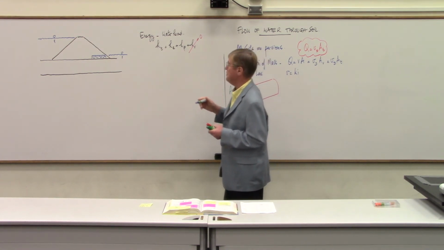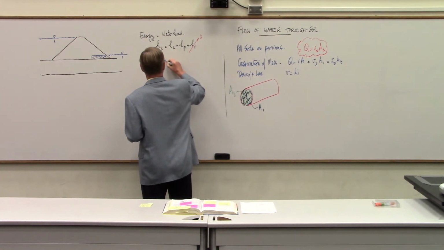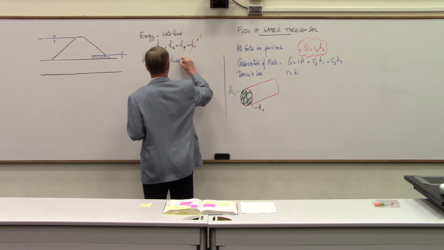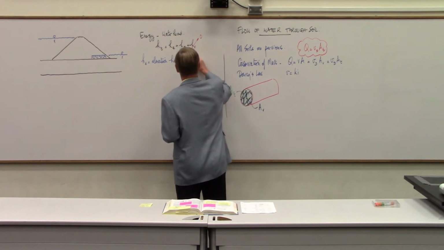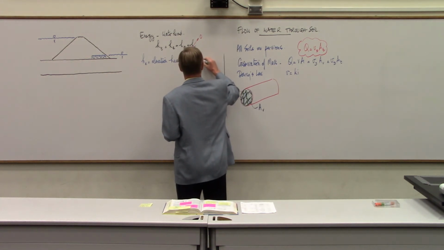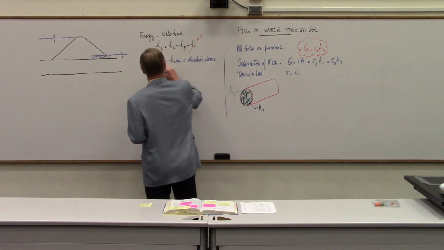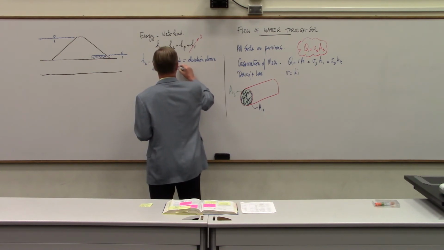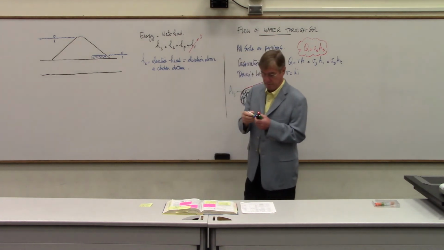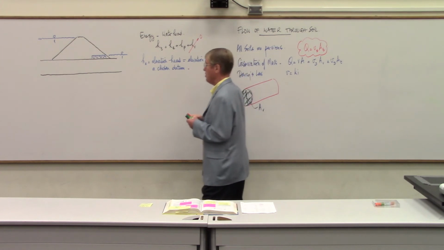So let's define each one of those. H sub E, as I said, is elevation head. Now this one is simply elevation above a chosen datum, 0 elevation. And you can choose whatever you want, but you have to be consistent. Once you choose it, that's the one that's going to be used for the entire problem.